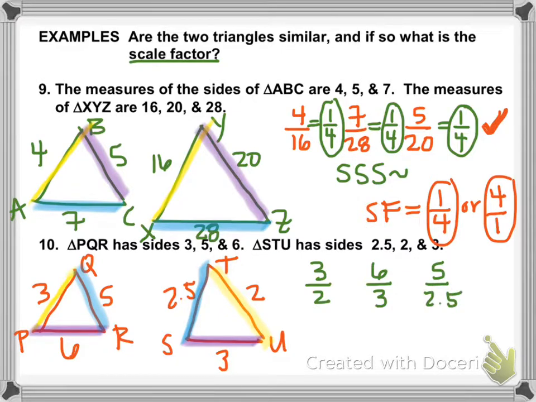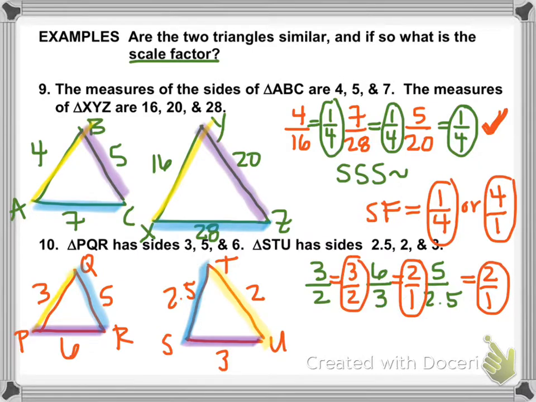Let's simplify these three fractions. 3 halves is already simplified. 6/3 simplifies to 2 over 1. I can already see my ratios aren't equivalent. And 5 over 2.5 also simplifies to 2 over 1. So while I have two ratios that are equivalent, one ratio is not equivalent. So these are not similar at all.